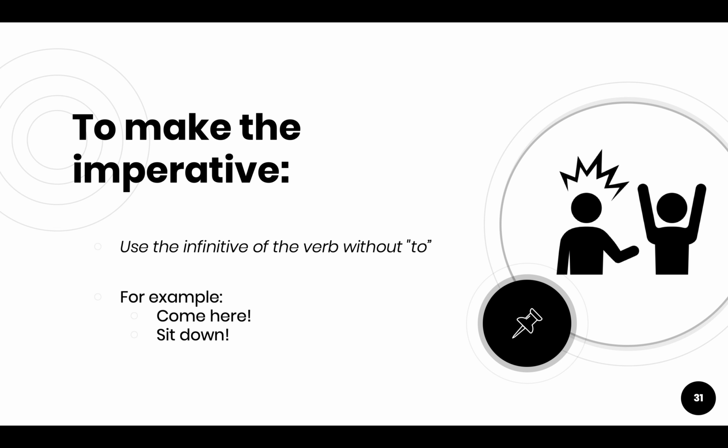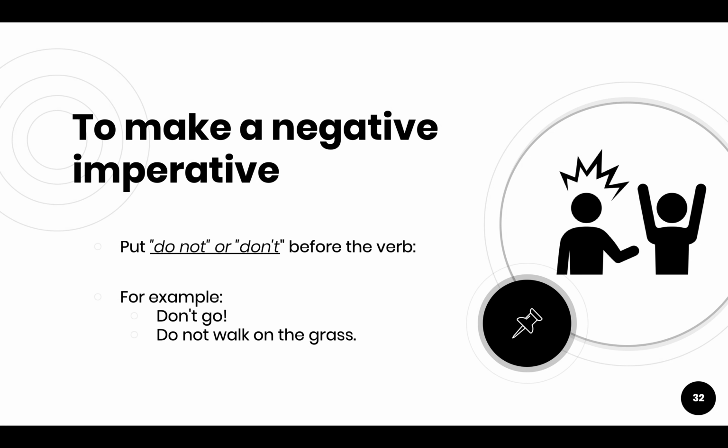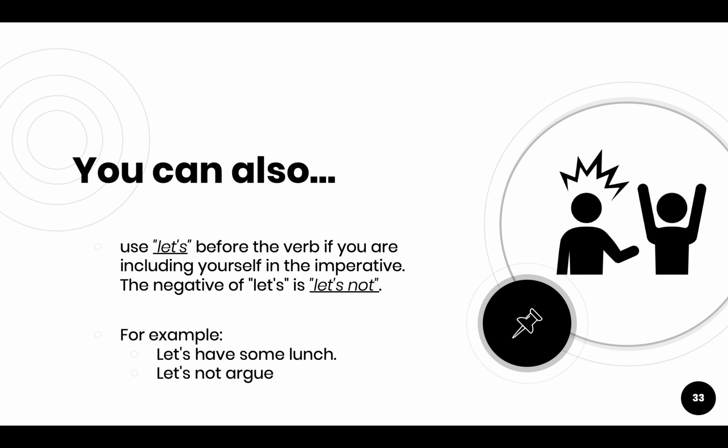To make the imperative, you can use the infinitive of the verb without to. For example, come here, sit down. To make a negative imperative, you can put do not or don't before the verb. For example, don't go, do not walk on the grass. You can also use let's before the verb if you are including yourself in the imperative. The negative of let's is let's not. For example, let's have some lunch, let's not argue.